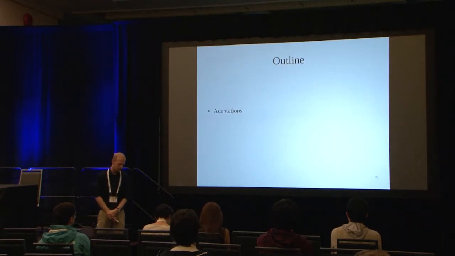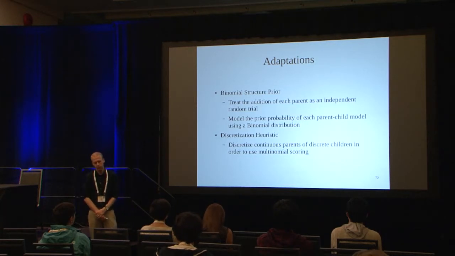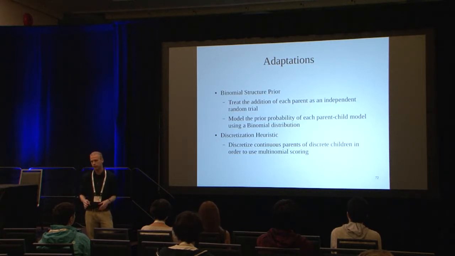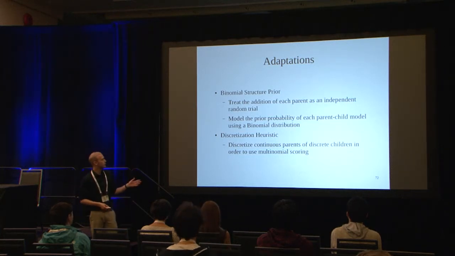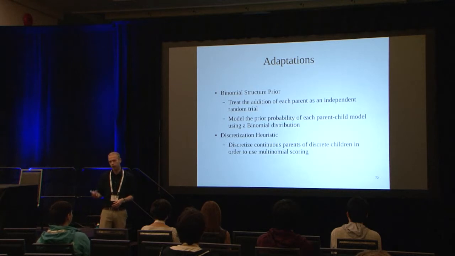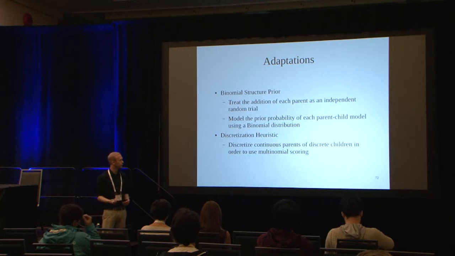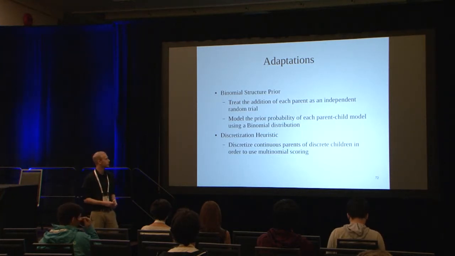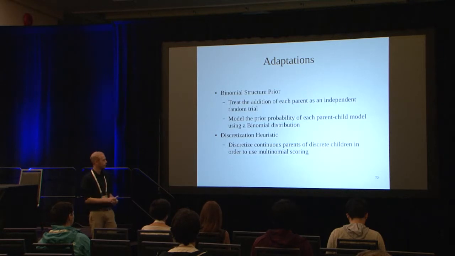Okay, so given these two scores, I wanted to real quickly go over two adaptations we tried for them. The first of which is a binomial structure prior. So generally, when you're using the Bayesian information criterion, you assume the probability of all models equally likely and drop that prior probability of the model. In this case, we treated the addition of a parent as an independent random trial, and we modeled the prior probability of the model using the number of parents it had to calculate a binomial distribution, and hopefully that would give us a more accurate representation of what's going on. So this is an adaptation I'm going to be using in the results.